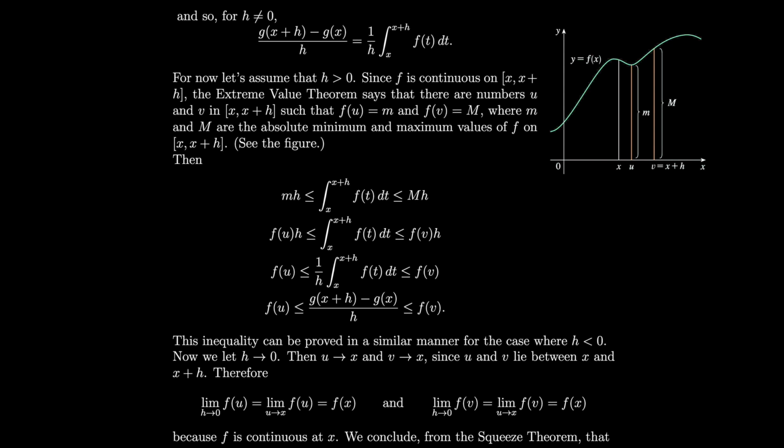If h is a negative number, then I can prove this pretty much the exact same way. So if h is negative, that means that the interval, instead of going from x to x plus h, goes from x plus h to x, because h is negative, so x plus h is smaller than x. Well, then I just multiply by the length of that interval, which is x minus x plus h, so it becomes m times minus h, being less than or equal to the integral from x plus h to x of f of t dt.